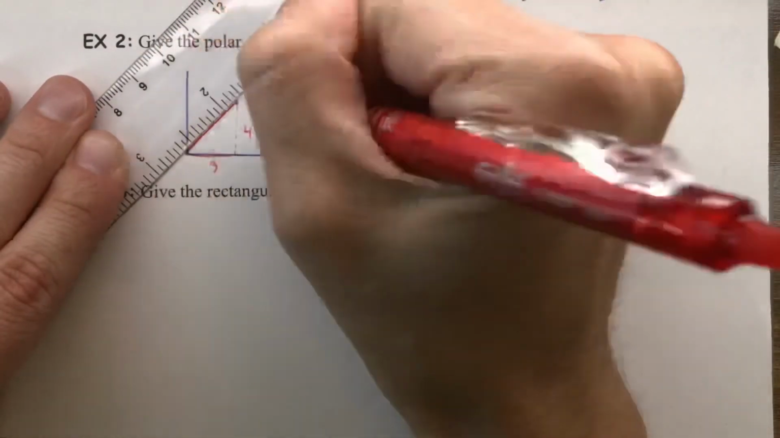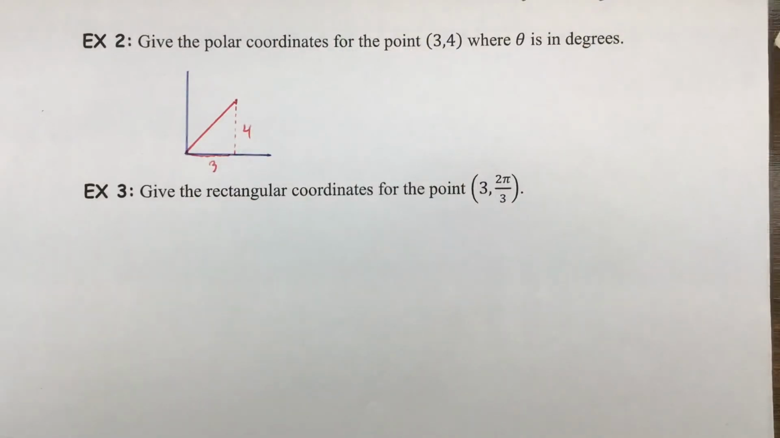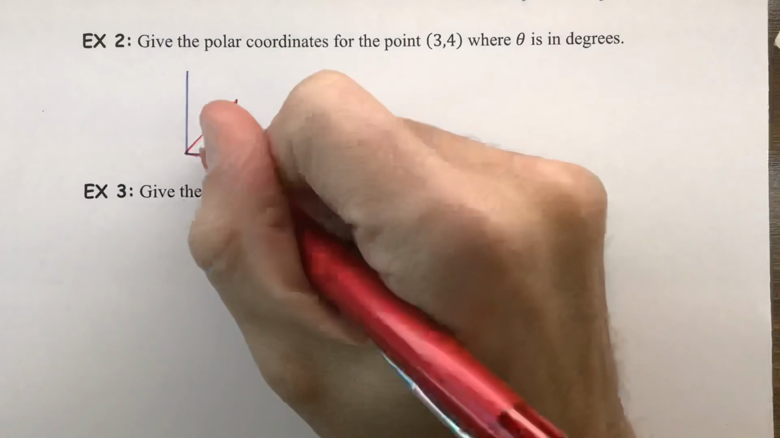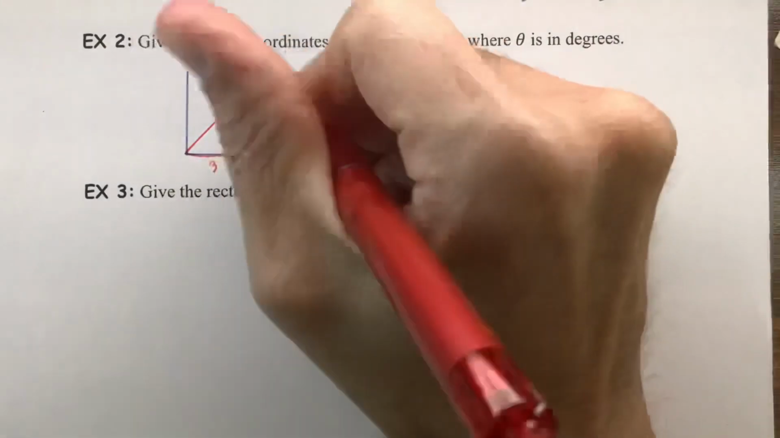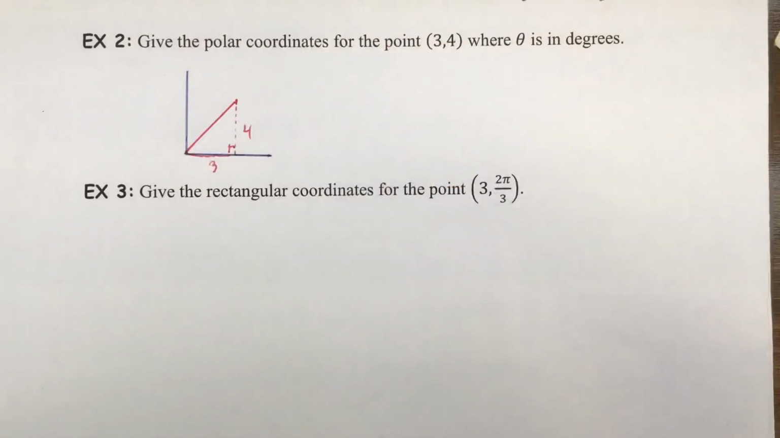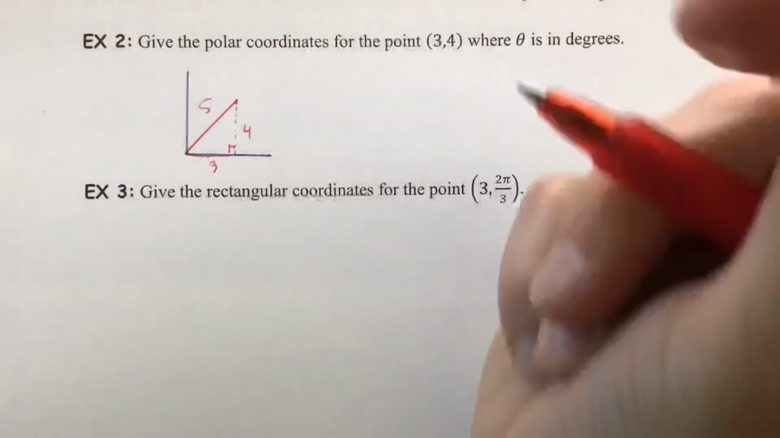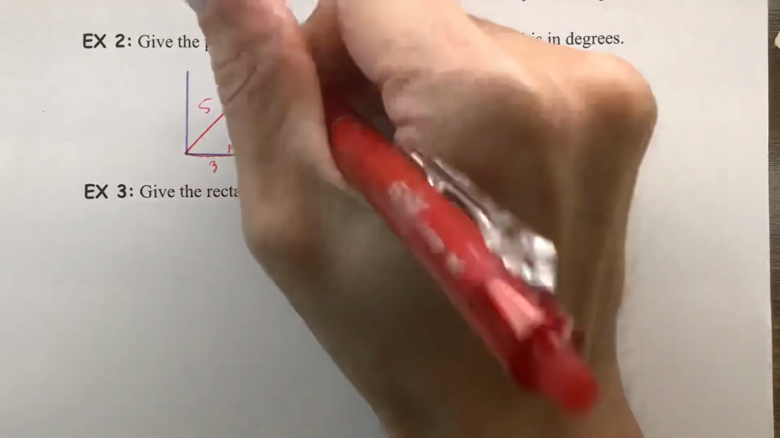Okay, so again, we have the formulas. We don't really have to draw the picture, but there's nothing wrong with actually doing that. So the r value would be right here, and we can just use the Pythagorean theorem to get that. Now you should recognize this as a triple. The answer is going to be 5, but you could do 3 squared plus 4 squared.